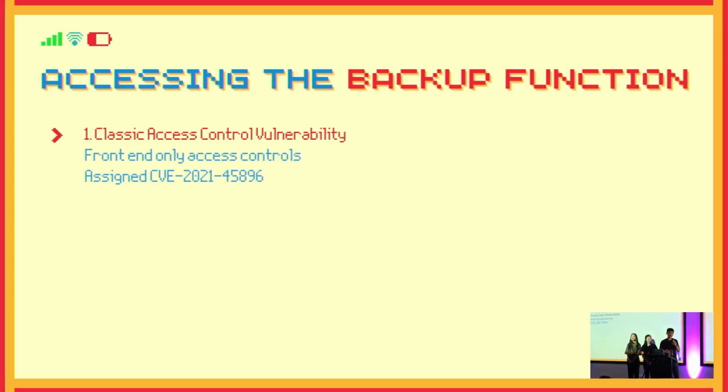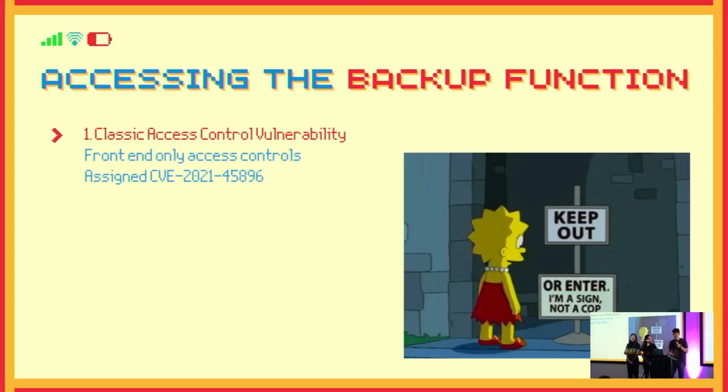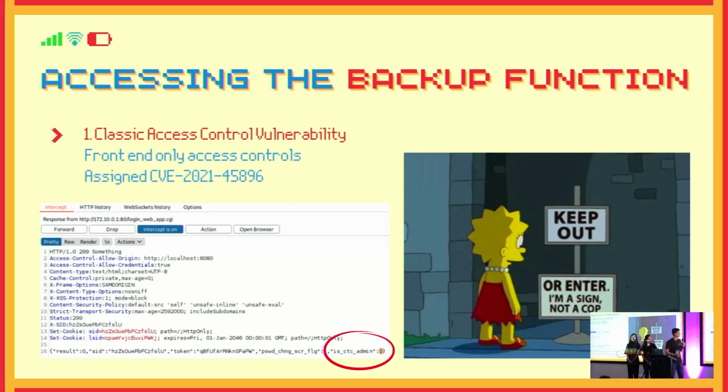For those who aren't aware of what an access control vulnerability is in the scope of web application vulnerabilities, it basically means that the only control stopping you from accessing higher privilege functions is the fact that the button's missing. So it's kind of like that. And in terms of actually exploiting it, when you log in, that's the response that you get back from the FastMile after you log in, and it tells the front end, are you an admin or not? And all you have to do is change that little 0 there to a 1, and boom, you've got access to the backup function.